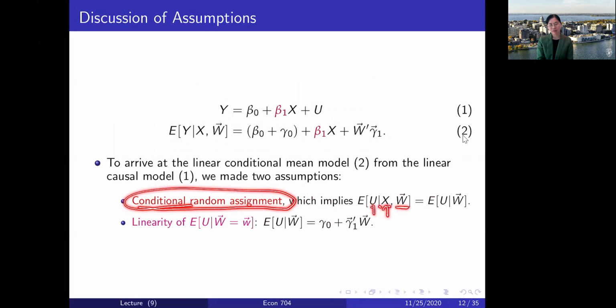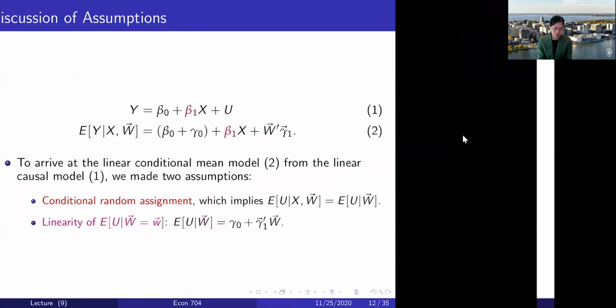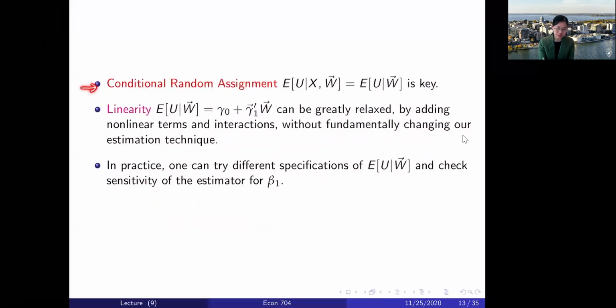X no longer matters for U. And the second if is the linearity of this function. Okay, linearity of the conditional expectation of U given W. We say that this first assumption, the conditional random assignment assumption, is the key that makes this thing work. So that's the key assumption that we're not going to relax in this context.